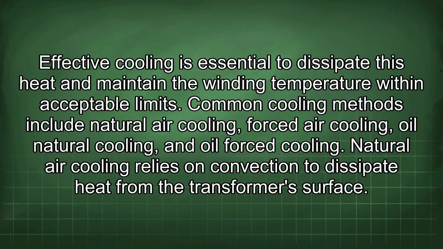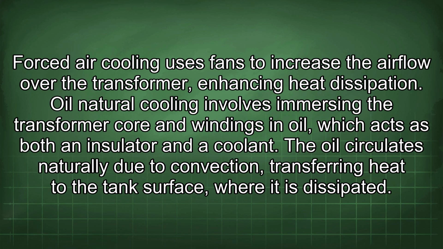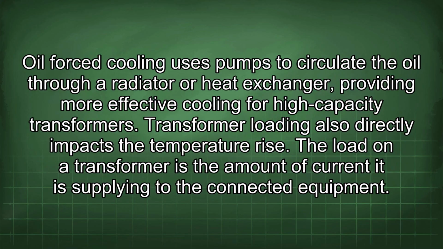Natural air cooling relies on convection to dissipate heat from the transformer's surface. Forced air cooling uses fans to increase the airflow over the transformer, enhancing heat dissipation. Oil natural cooling involves immersing the transformer core and windings in oil, which acts as both an insulator and a coolant. The oil circulates naturally due to convection, transferring heat to the tank surface, where it is dissipated. Oil forced cooling uses pumps to circulate the oil through a radiator or heat exchanger, providing more effective cooling for high-capacity transformers.